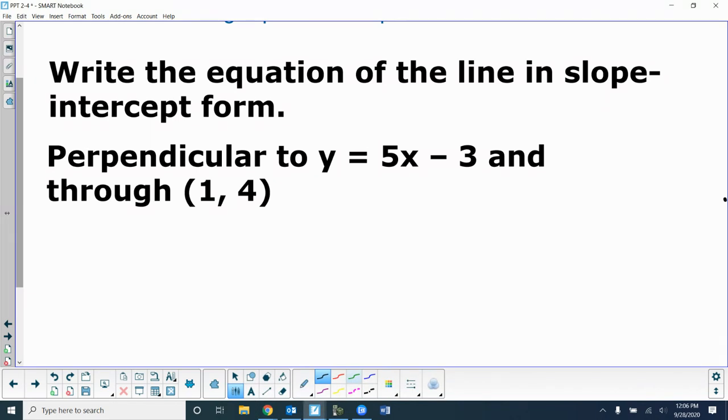All right, so what do we look for first? What do we figure out first to write the equation of the line? Slope. What is the slope of the line I'm looking for? Perpendicular. Perpendicular means what? Opposite reciprocal. So here's the slope of the line they gave us. So what's the opposite reciprocal of 5?